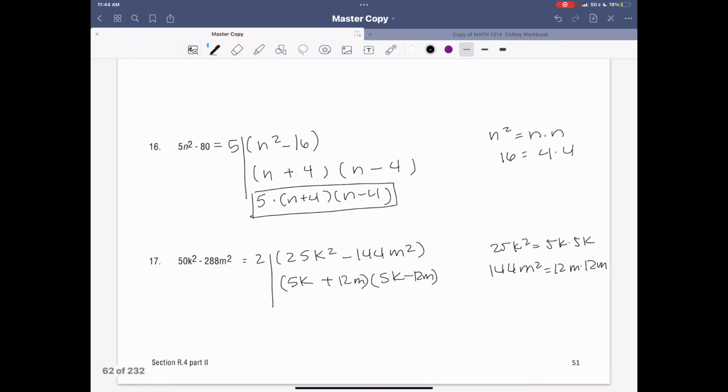Then we bring it all together, like we did down here, or the one previous. So 2 times 5k plus 12m, and then 5k minus 12m.